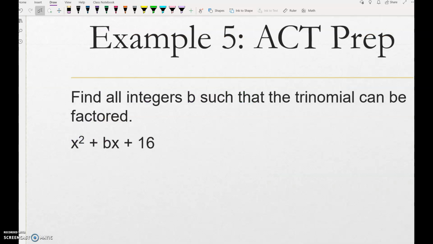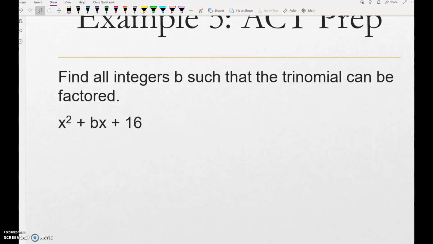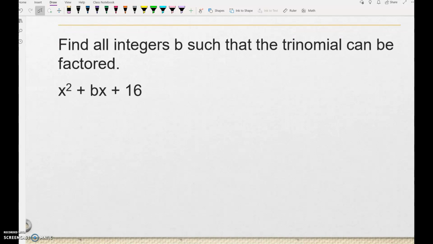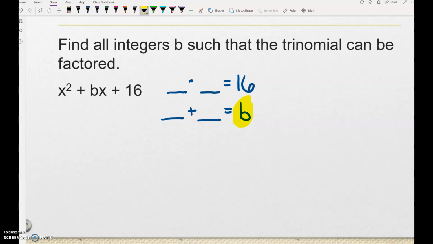I have seen this problem on an ACT test, and there is one problem in your assignment like this. Find all the integers b such that the trinomial can be factored. You've probably never seen something like this before. We're looking for two numbers that multiply to give us 16, and those numbers need to add up to b. B is the answer to this question. So we are finding all of the numbers that b could be.